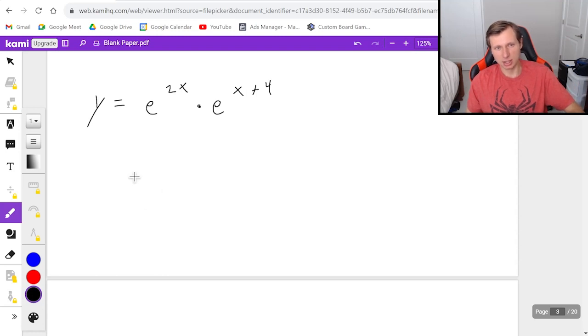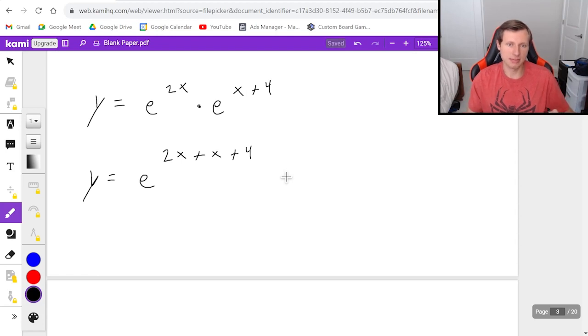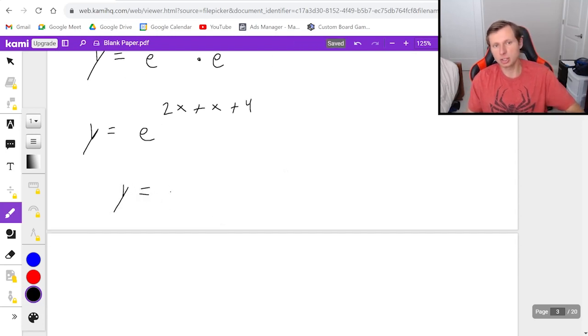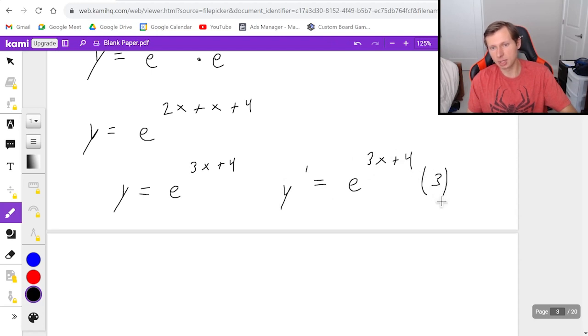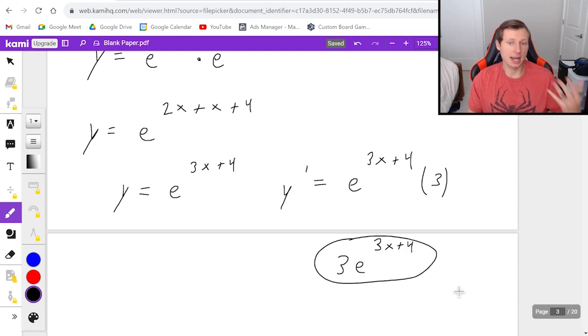Okay, so here's the solution. First thing I do is, because I'm multiplying these numbers together and they have the same base, I can add the exponents. Meaning, not the derivative, the original function, is e to the 2x plus x plus 4. This is one of our properties of exponents. So then the original function becomes e to the 3x plus 4, and then the derivative y prime is just going to be e to the 3x plus 4 times the derivative of 3x plus 4, which is just 3. If you want, you can write it like 3e to the 3x plus 4, and that looks nicer, so we'll go with that as our final answer.